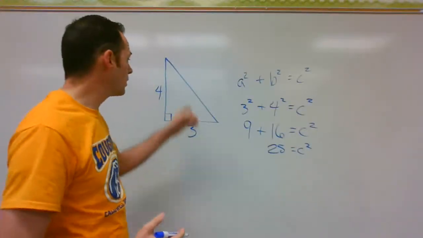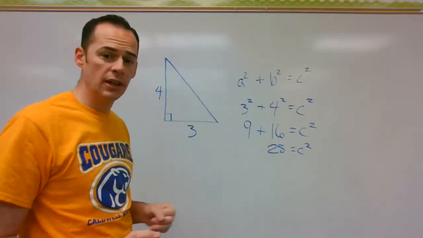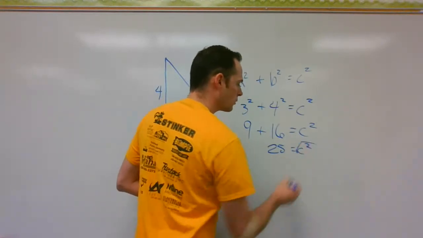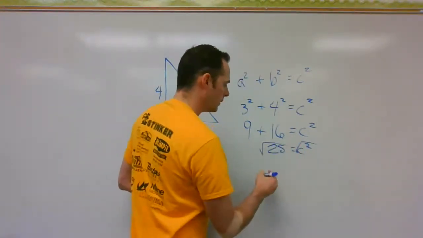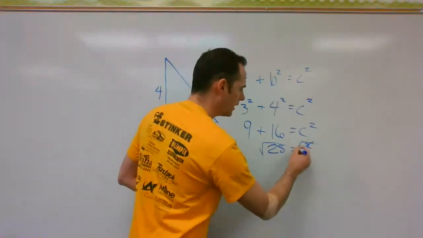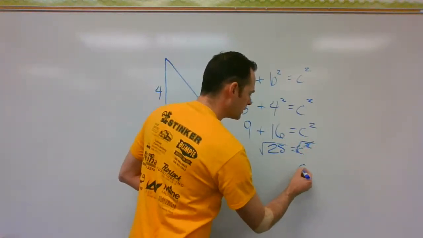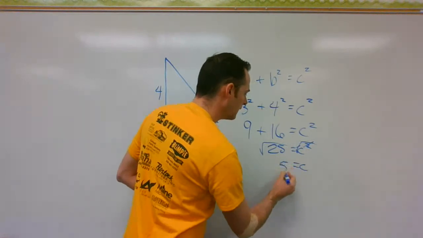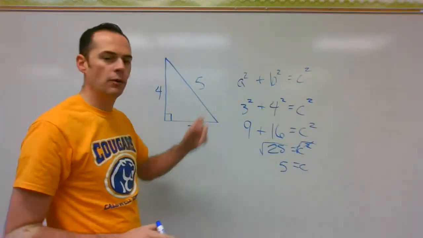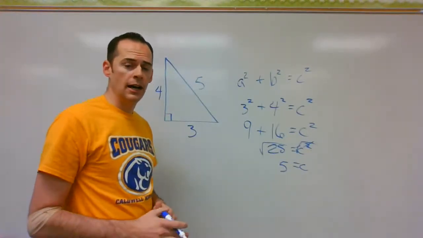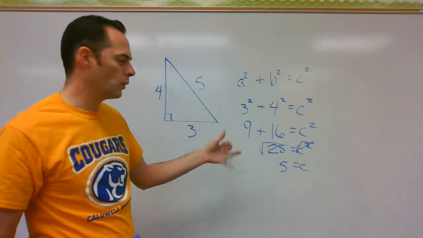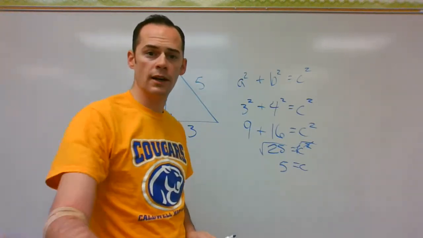Now, like I said, we are looking for c. We're not looking for c squared. So in order to do this, we have to take the square root of both sides. The square root will cancel that, and so c equals 5 in this instance. Okay, this one came out really nice and smooth. It doesn't always, but we'll go over a couple instances where it won't.